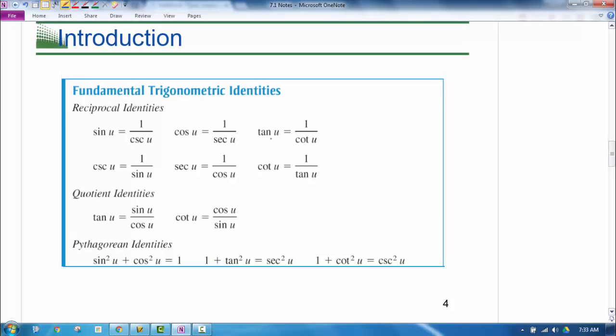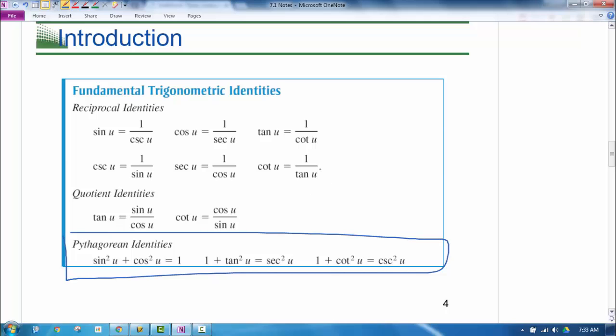So here's the first stuff you need to know. Now, I put some of this stuff on the formula sheet. I put this on the formula sheet, and that's it. So the rest of the stuff you're going to have to memorize.